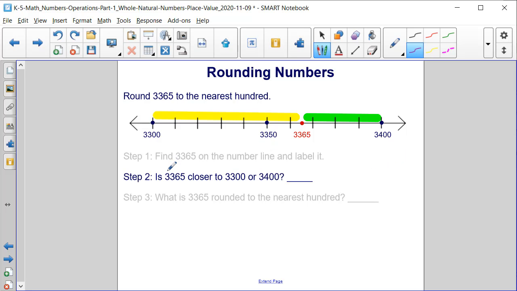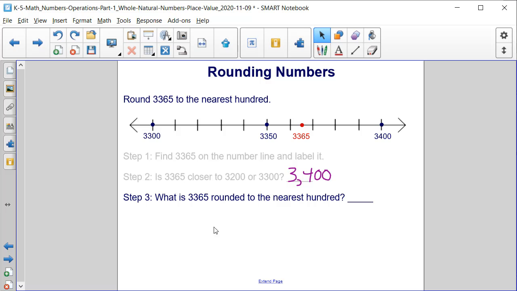Next, we ask ourselves, is 3,365 closer to 3,300, or is it closer to 3,400? Well, if we compare the length of the yellow and green lines that we have on our number line, the green line is closer. So therefore, 3,365 is closer to 3,400. And then the last step, what is 3,365 rounded to the nearest 100? Well, the answer is 3,400.